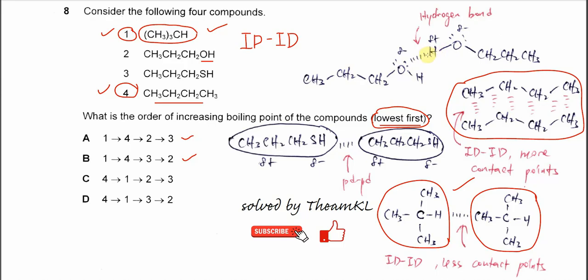So therefore, this one, since it can form a stronger intermolecular force or stronger van der Waals force, which is the hydrogen bond, its boiling point must be the highest because of this hydrogen bond. Therefore we know that the propanol here must be the last one, highest boiling point. And of course the second last means the third compound, right? It just has PD because it's just a polar molecule, and its van der Waals force is weaker than the van der Waals force between the propanol.